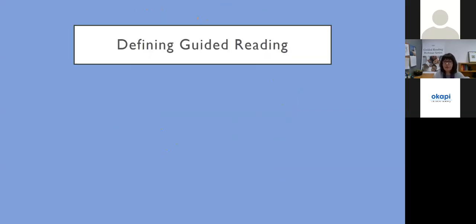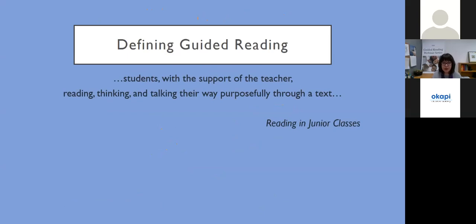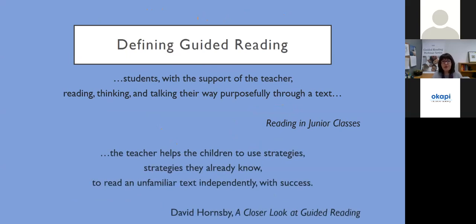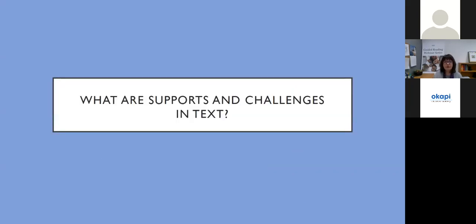So one last reminder is just this definition of guided reading that we talked about in the last two sessions. One is that guided reading is students reading, thinking, and talking their way purposefully through a text. And then, as David Hornsby reminded us, applying strategies that they already know in an unfamiliar text, independently with success. So holding that in our thinking as we talk about choosing texts that will support kids as they're doing this kind of work. So what are supports and challenges in text?